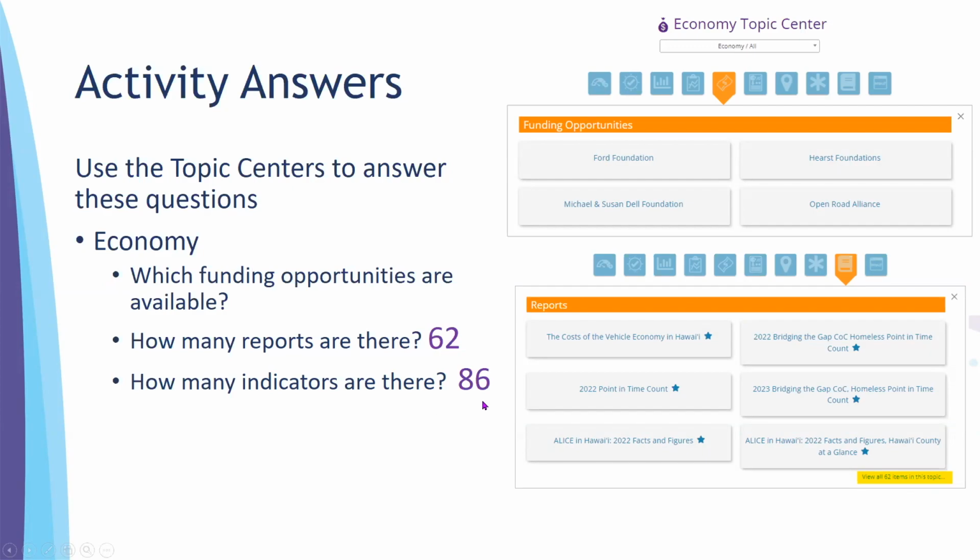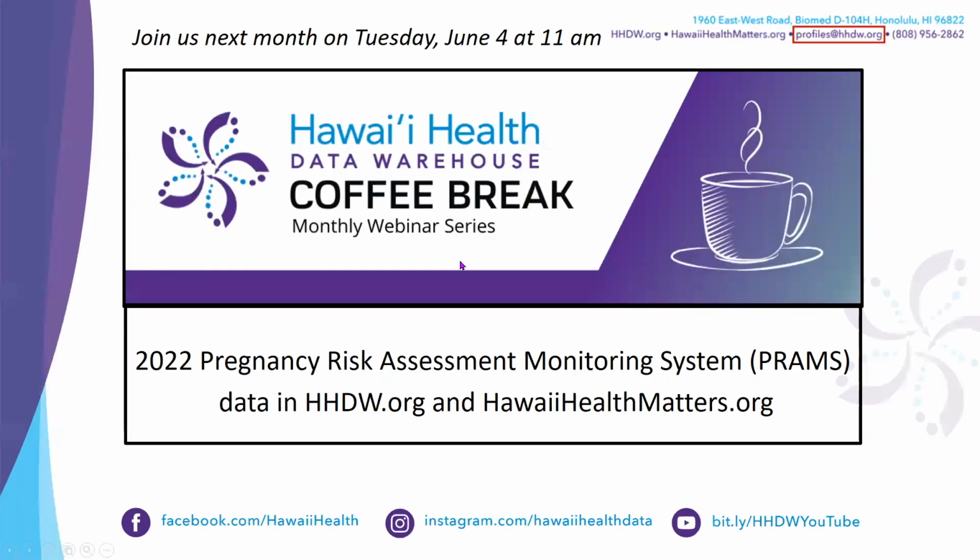And the last question is how many health indicators are there? If you click on this here, you'll see that there are 86 different health indicators in the Economy Topic Center.